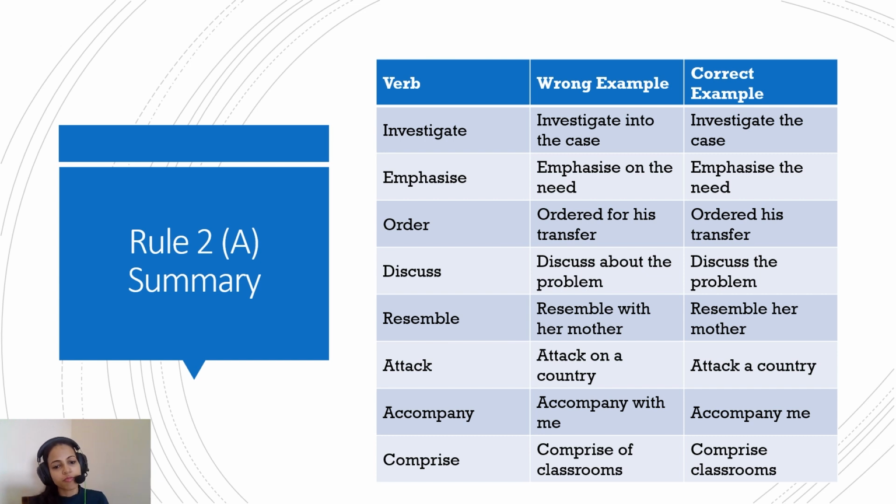Resemble. Resemble itself means look like. It looks, it is similar to, it is similar with, something like that. So you do not need to use the preposition with because it becomes repetitive then. Resemble her mother. Resemble itself shows it's similar to.